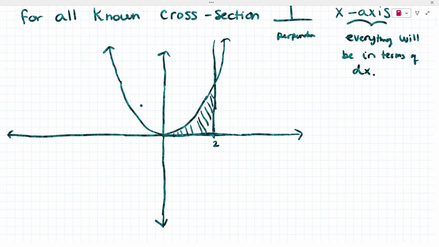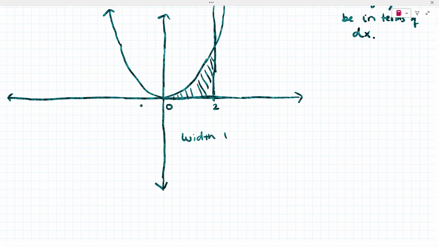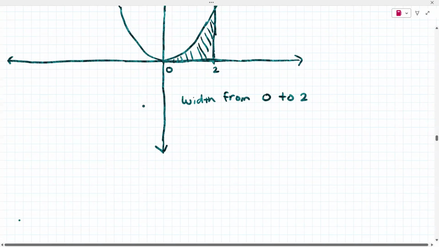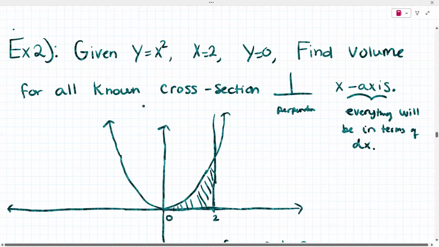So I think our start point will be at 0, and then our end point would be at 2. So yeah, the width is from 0 to 2. So let's do our cross section. Let's start with the square. Everything is good. Everything's in terms of x. We don't have to convert anything.